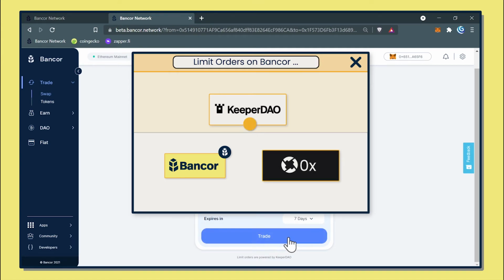Let's have a bird's eye view of our limit order. From Bancor, I sent my limit order to KeeperDAO. Here it is active for 7 days. And when a buyer is found, he takes my limit order and sends it to the Ethereum blockchain to the 0x protocol to execute the swap. Sounds complicated at first, but it all happens automatically and it's absolutely no hocus pocus.